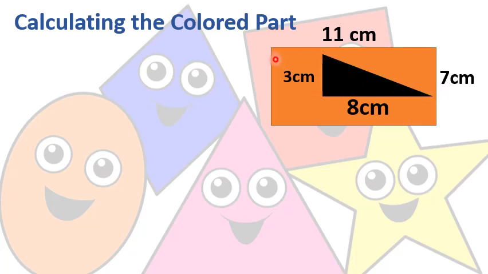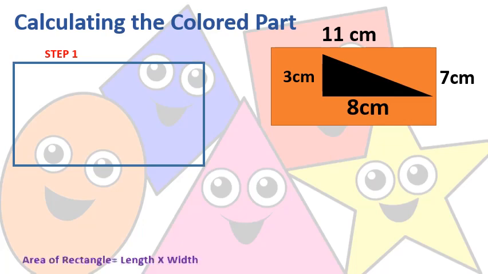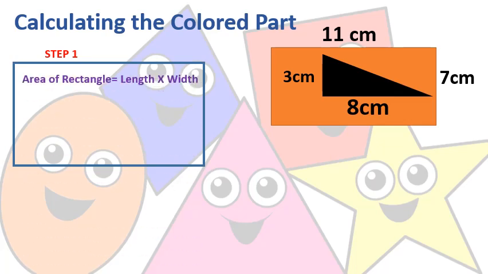So in this exercise we're going to learn how to find the area of this orange part, as if we cut the black part and we are kept with this orange part. So step number 1, we're going to find the area of the rectangle. We said area of rectangle is length times width. Area of rectangle is 11 centimeters times 7 centimeters. Where did we get these dimensions? From here. So this is the length 11, this is the width 7. Again, area of rectangle is 77 centimeters squared.